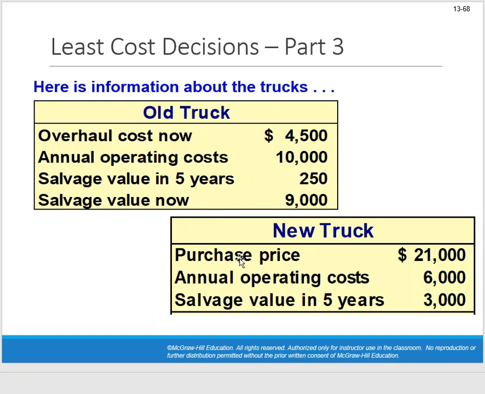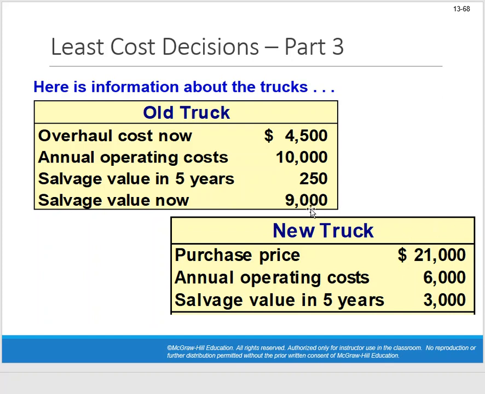And if we buy a new truck, the purchase price of the new truck would be $21,000. It'll cost $6,000 a year to operate, and 5 years out, we think it'll have a salvage value of $3,000. So think about this. The old truck, if we salvage it now, it's worth $9,000. You can almost look at that as a trade-in against the $21,000 new truck, right?